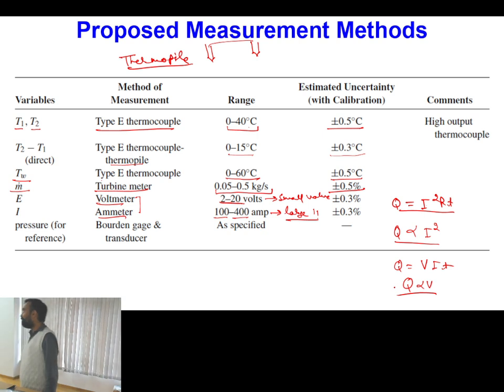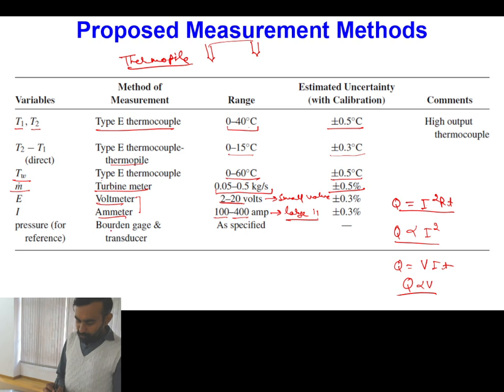So if I give a large current, then the amount of heat generated will be significantly high. So typically, whenever we use a power supply for heat transfer experiments for achieving high heat flux rates, the characteristic of the power supply should be such that its voltage rating should be small and current rating should be high.